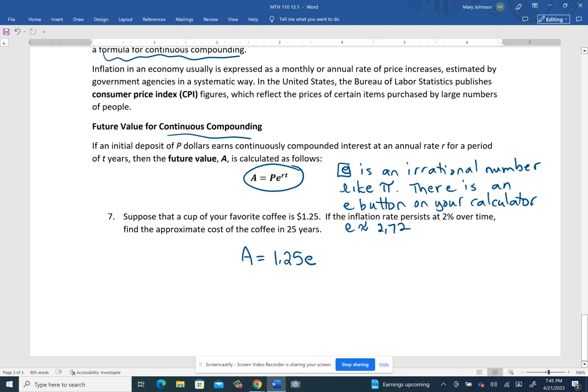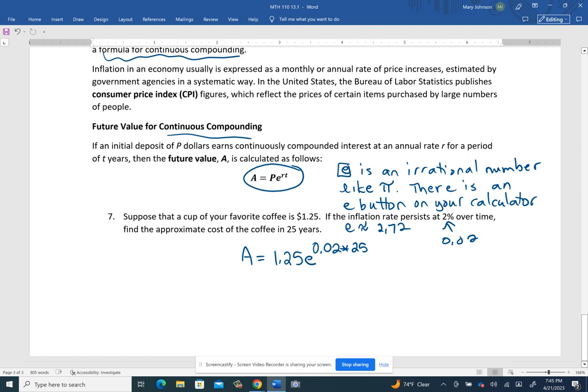The important thing to remember is that it's not anything like a variable. It's an actual number that has one set value. You don't replace E with 2.72. Just use the E button on your calculator, which is still an approximation, but it's better than rounding it to 2.72. So the formula says put in the 1.25, then E raised to the R, which is 2%, so 0.02, multiplied by the number of years, so 25 years.